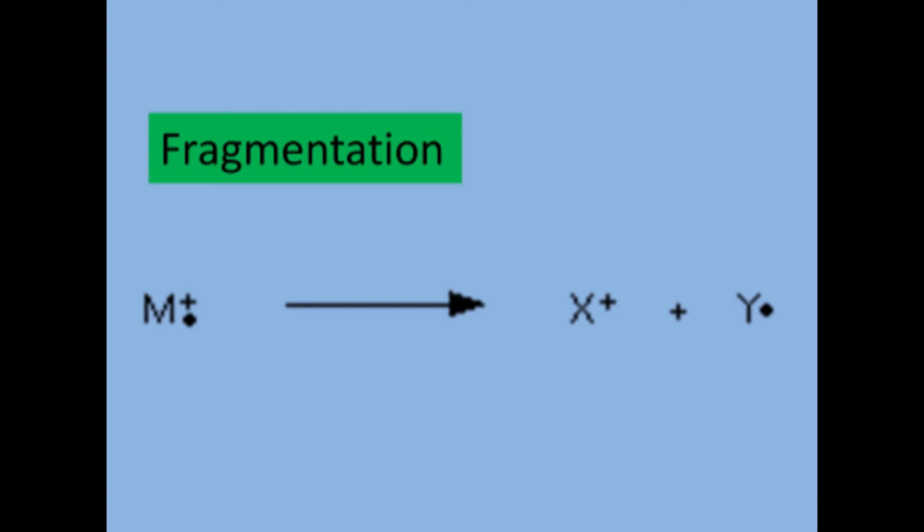Fragmentation. The molecular ions are energetically unstable and some of them will break up into smaller pieces. The simplest case is that a molecular ion breaks into 2 parts, one of which is another positive ion and the other an uncharged free radical.